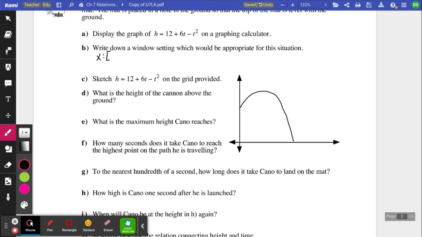Yeah, I'll wait for you. Where are your windows at? My windows went from 0 on the X to 10. The min, the max, and the scale was 1. Correct?